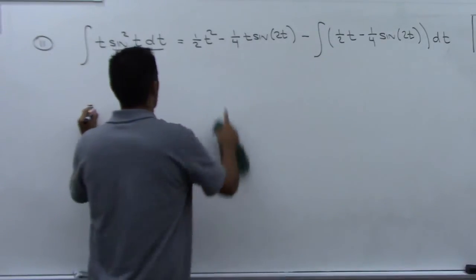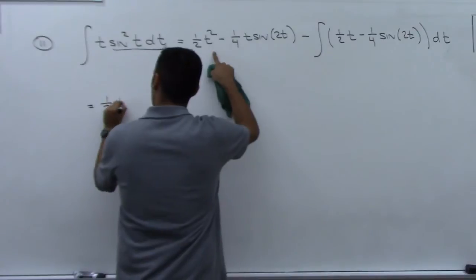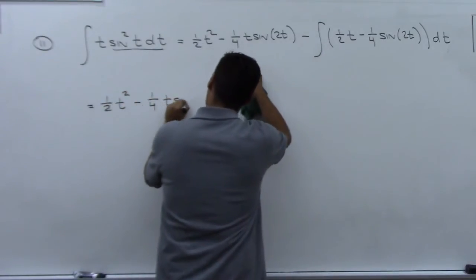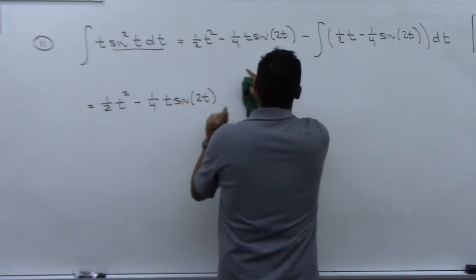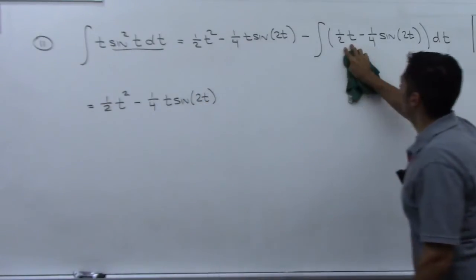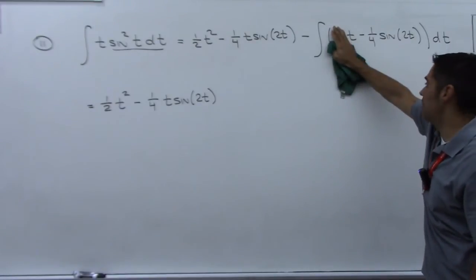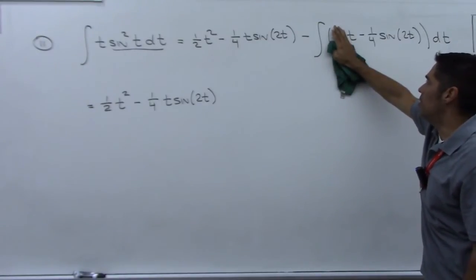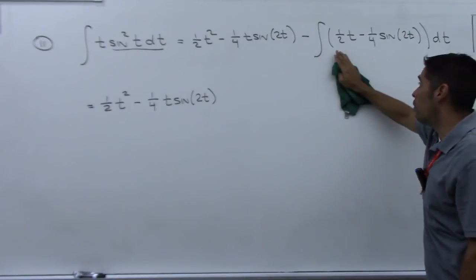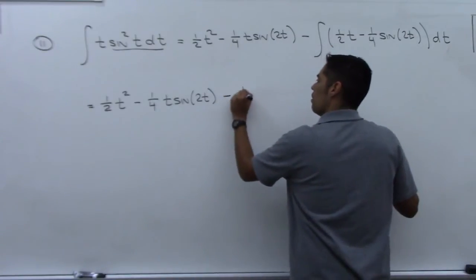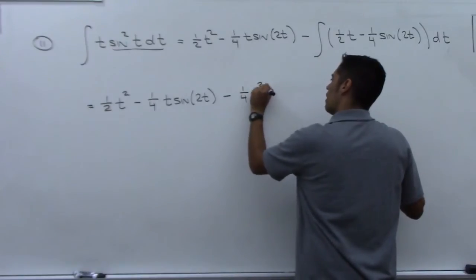So we have 1/2 t squared minus 1/4 t sine 2t, and then the antiderivative of this. So cover up the 1/2. The antiderivative of t is 1/2 t squared, but then you hit it with a 1/2, it becomes 1/4 t squared, and then minus. So minus 1/4 t squared.